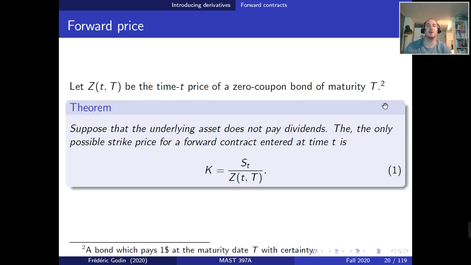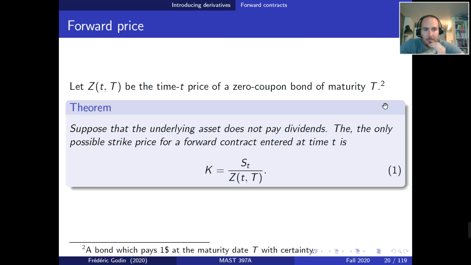So what's a zero coupon bond of maturity capital T? It's a bond which pays exactly $1 at the maturity date capital T with certainty. So when we say with certainty, we assume that it's impossible that the borrower will default on the reimbursement of $1. This $1 will be reimbursed with probability 1.